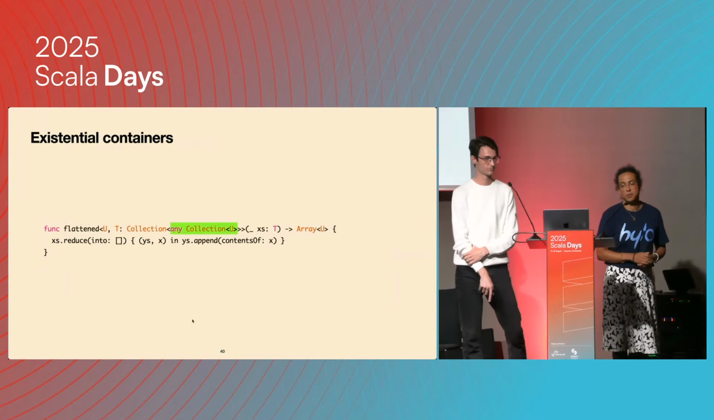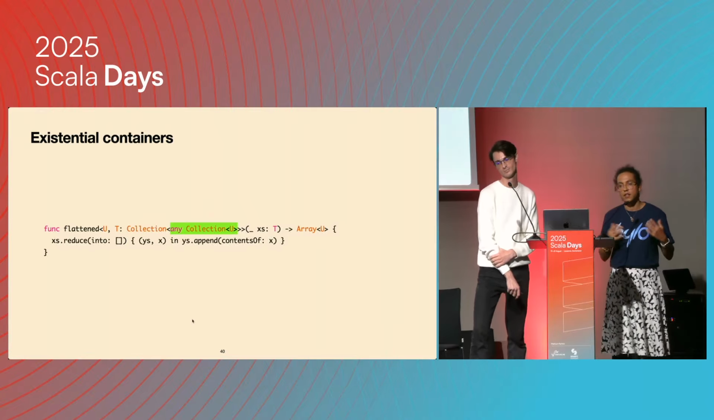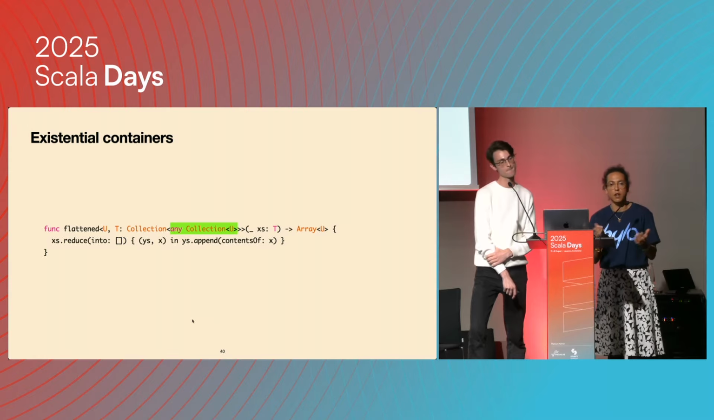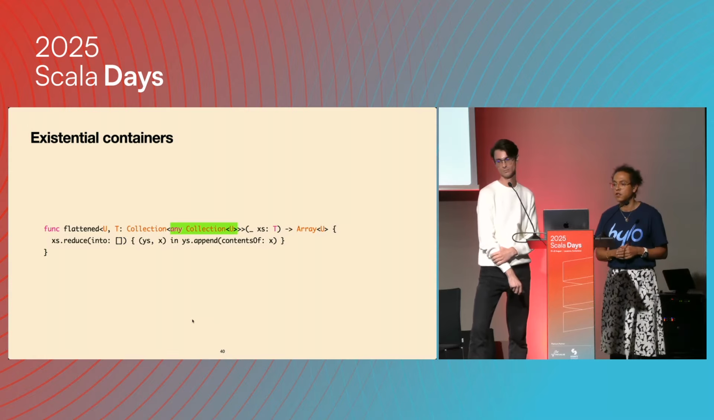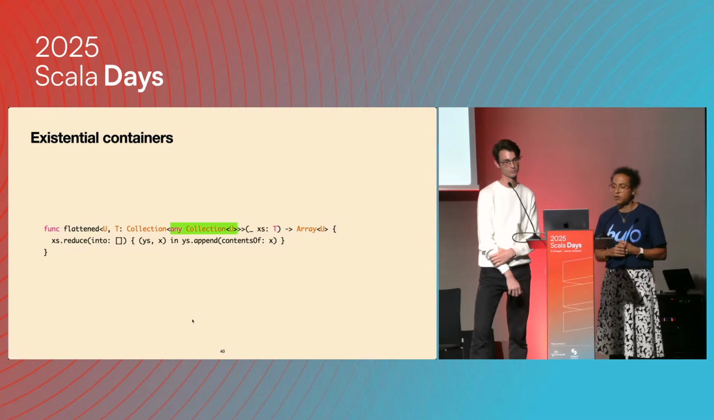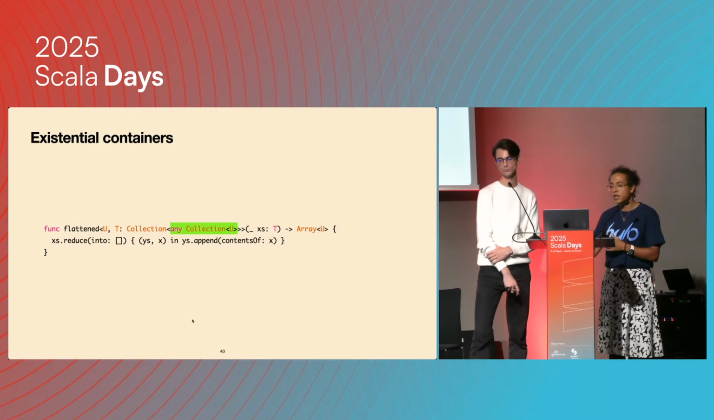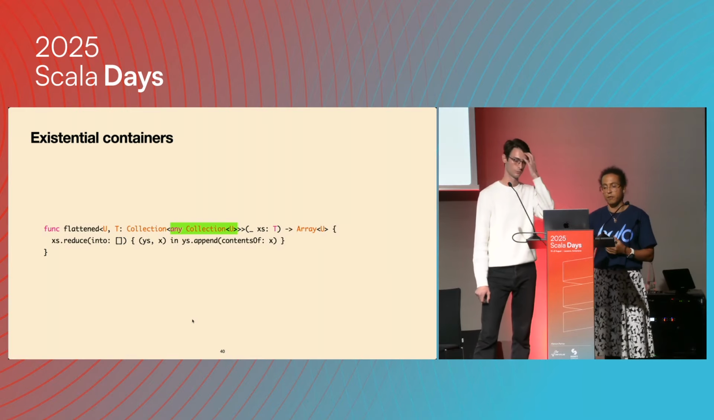But we can do better in Swift. So we can use this funny-looking type here, any collection of T. And in Swift, it's used to denote what we call an existential container. So it's any value whose type conforms to the collection trait. So translated in Scala, this is wrapping a value with a type class instance for its type.